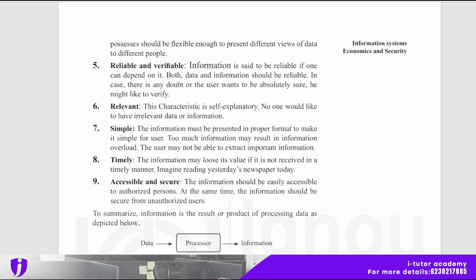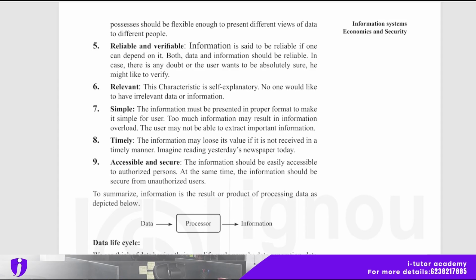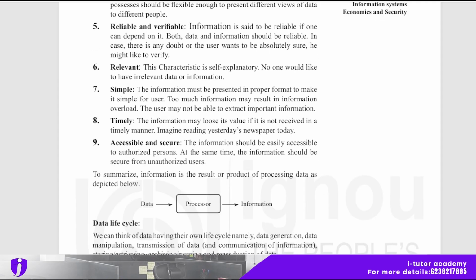Simple: the information must be presented in proper format to make it simple for the user. Too much information may result in information overload. The user may not be able to extract important information. Timely: the information may lose its value if it is not received in a timely manner. Imagine reading yesterday's newspaper today. And accessible and secure: the information should be easily accessible to authorized persons.